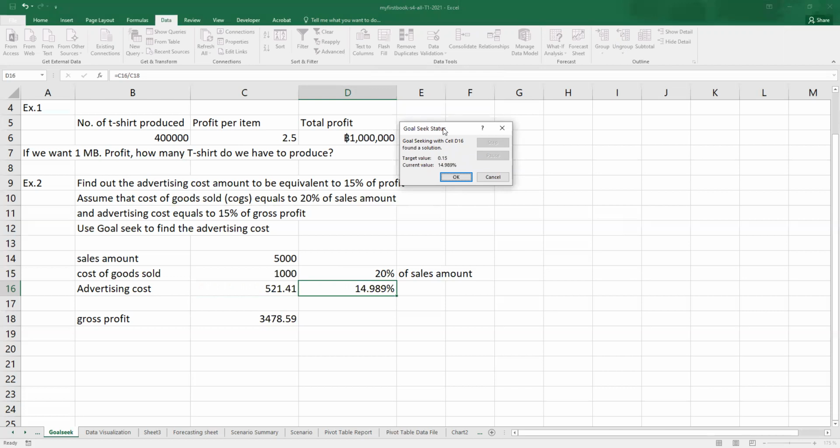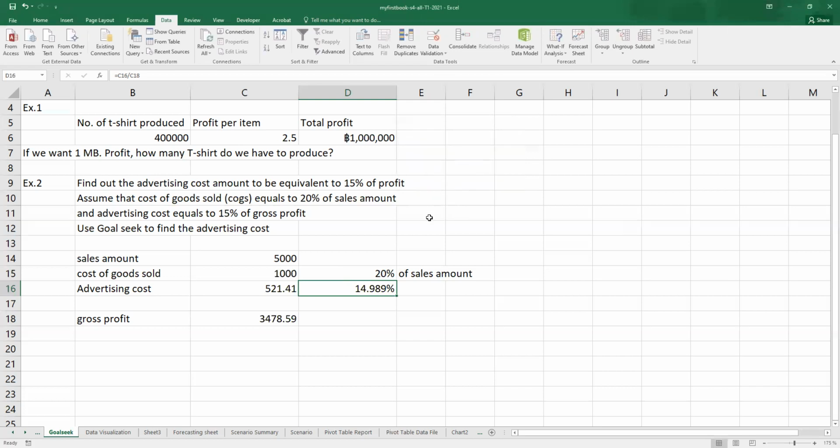You can see that the best value that Goal Seek can do for you is 14.989%. That is 521.41. This is the best result that my computer can give. Some of your computers may get 15% exactly, some may get 15.1, while some may get 14.98. Mine gets it like this, and this is acceptable for decimal places like this.